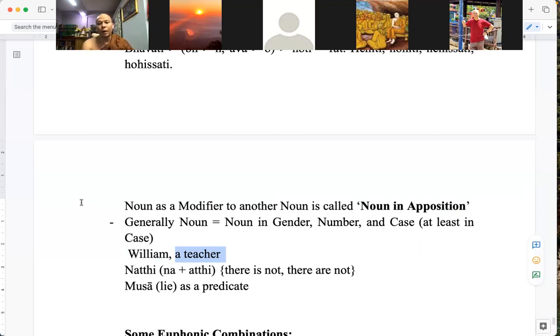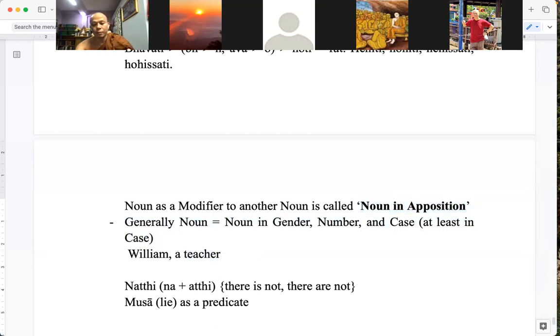In the same way in Pali also, a noun can be used to modify another noun. At that time, those nouns are generally the same in gender, number, and case. That is called the noun in apposition, a very popular one. Example, Sariputta, Mahathera. So the Thera Sariputta, the Thera Sariputta.